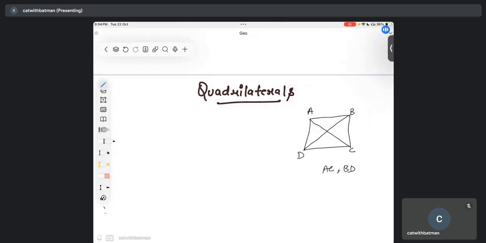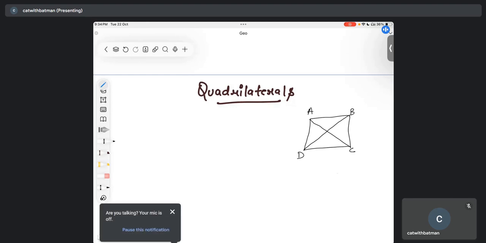So as I was saying, AC and BD will be the diagonals of this quadrilateral ABCD that you have. Now let's say these diagonals, AC and BD, form a theta angle with each other. In that case, you can find the area of any quadrilateral. And how can you find the area of any quadrilateral?